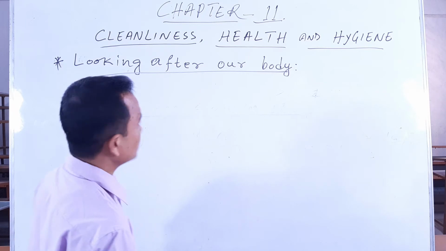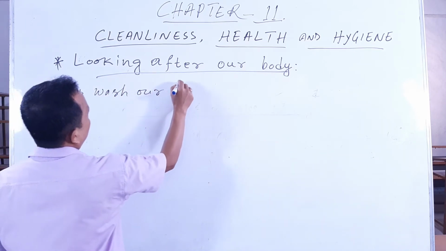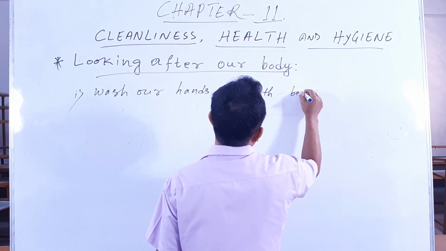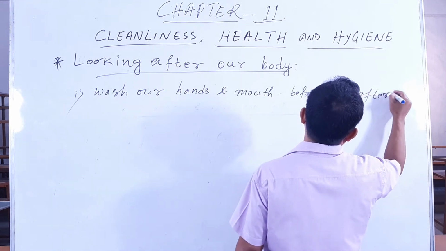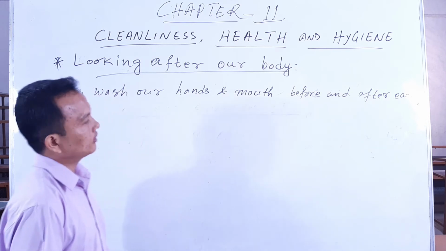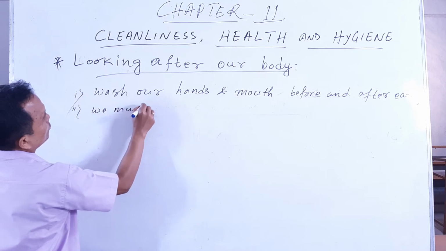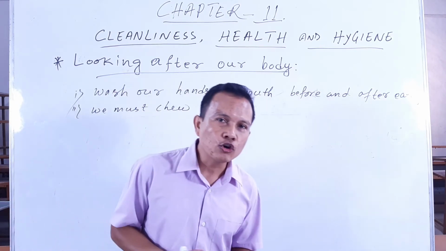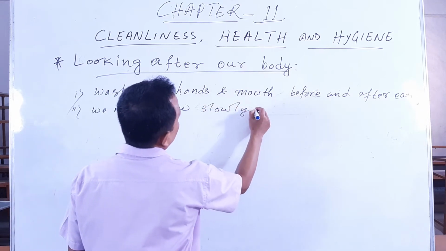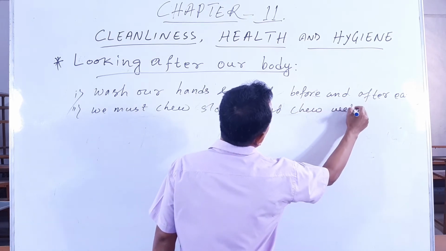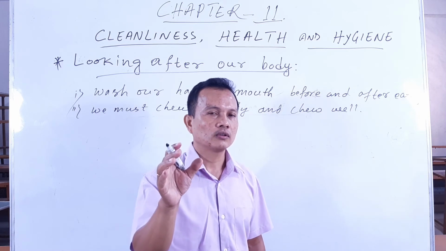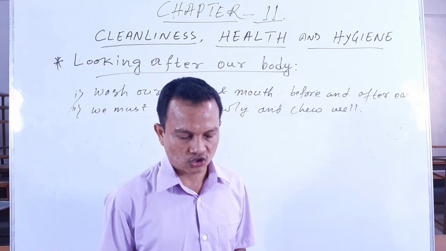Number one, we must wash our hands and mouth before and after eating. Alright, this is one point. Or after every meal. Number two, we must chew our food slowly and chew well. We should not talk while eating. Why? Because if you talk while eating, it can cause you breathing difficulties, and it may cause you big damage. So it can choke us.